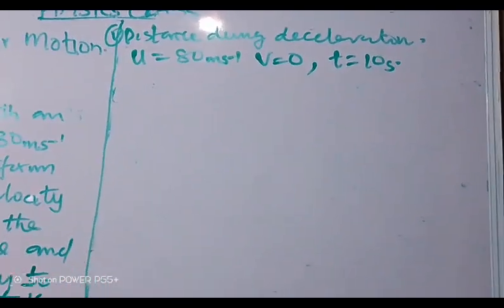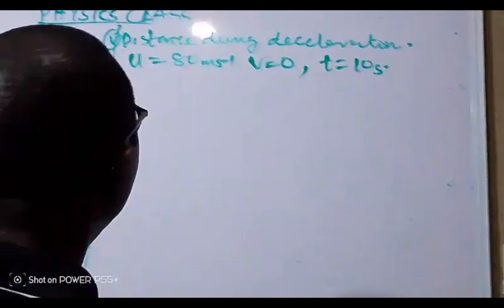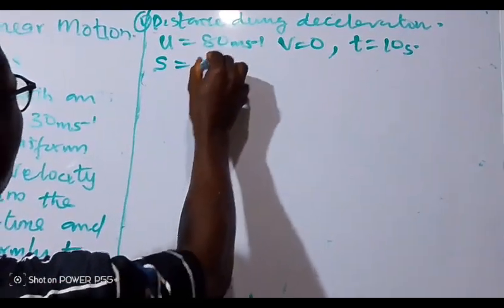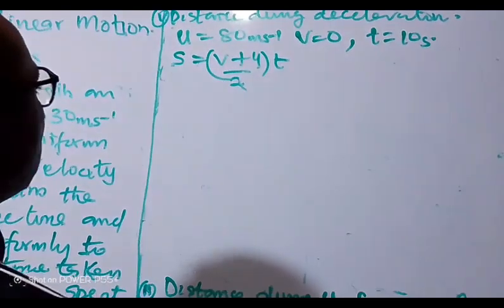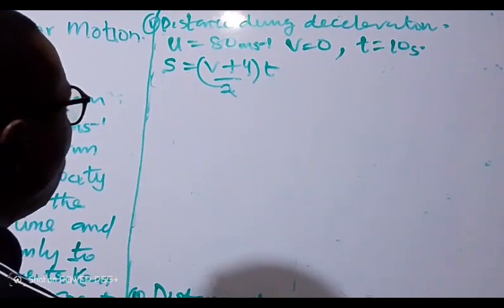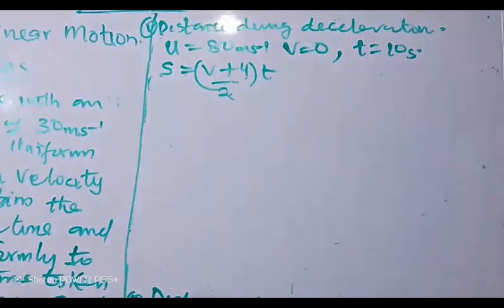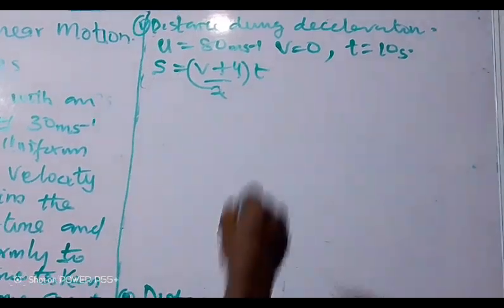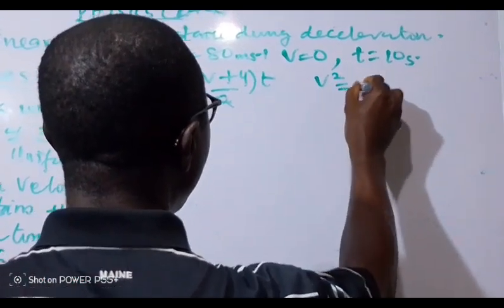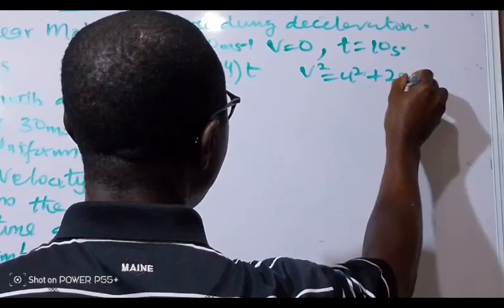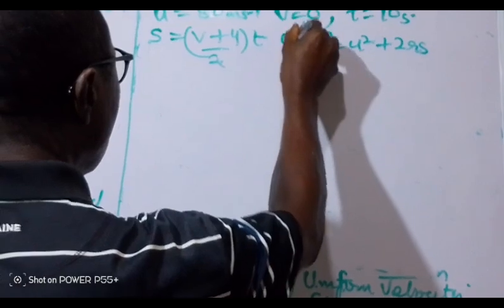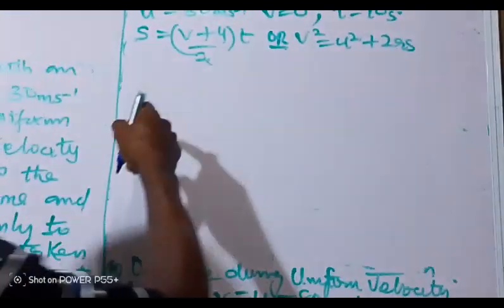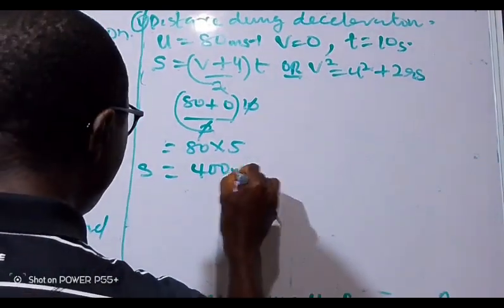So if this one is the case, then we can now use S is equal to (V plus U) over 2 into bracket T. Don't forget also, since we know the value of deceleration, we can also use V square is equal to U square plus 2AS. Make S the subject of formula, so we are going to arrive at the same answer as we did the other time. So let's do it.